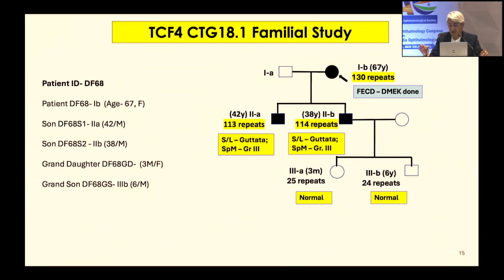This is a typical family with CTG repeat. If you see more than 100 repeats in all, the proband has 130 repeats, and the others have 113 and 114 repeats. We have all 3 generations, and the second generation are FECD positive patients.